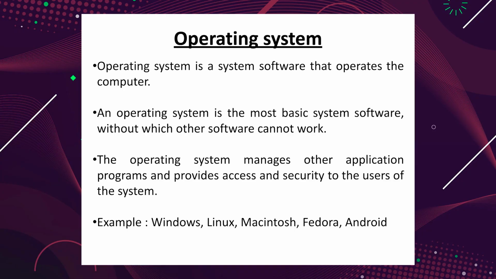First one is operating system. As the name implies, the operating system is a system software that operates the computer. An operating system is the most basic system software without which other software cannot work. The operating system manages other application programs and provides access and security to the users of the system. Some of the popular operating systems are Windows, Linux, Macintosh, Fedora, Android.